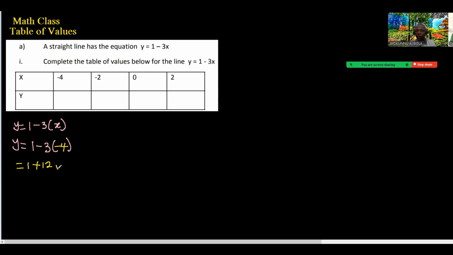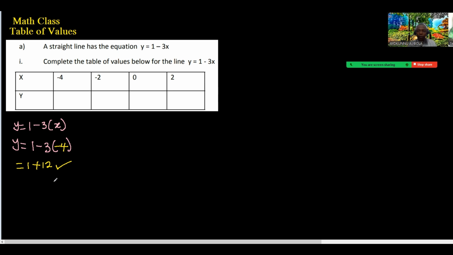How did I get plus 12? Look at it. 3 times 4 is 12. And minus times minus is plus. Can you explain that again? 3 times 4 equals 12, and minus times minus equals plus.